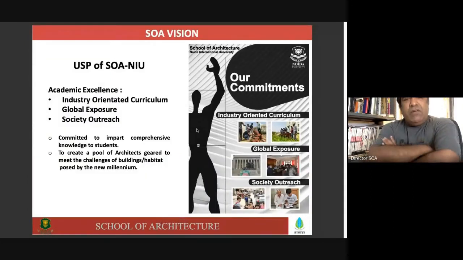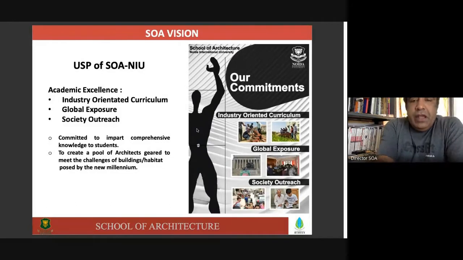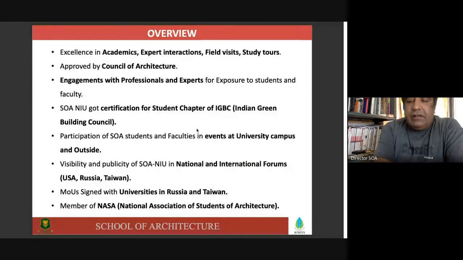The USP of our school is basically three pillars. It is about industry-oriented curriculum. We always try to revise our curriculum with the industry orientation. We also give our students a very wide global exposure. We have students from 27 countries, and at the same time, our students are also very much active in society outreach programs. We have done a lot of excellence in academics.